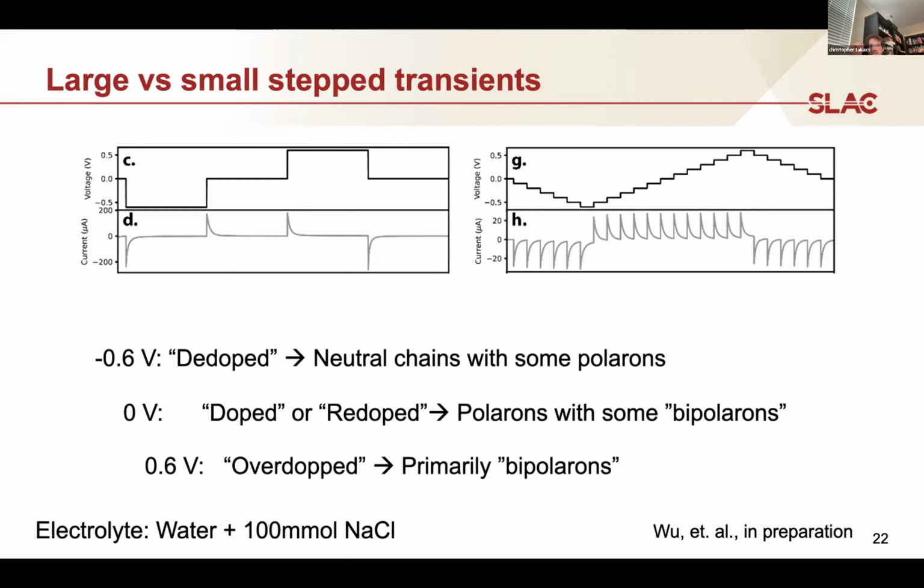I'm going to be referring to the de-doped state. Something to keep in mind is that these are actually neutral chains with polarons. This material cannot be fully de-doped. The zero volt state is actually a lot of polarons with even some bipolarons. So you can think about it as polarons everywhere with some bipolarons, and overdoped is primarily bipolarons. Bipolarons are just having two charges on the polymer and then having to coordinate two ions from solution. And I will say that I think that leads to some really remarkable behavior that is really not well understood.